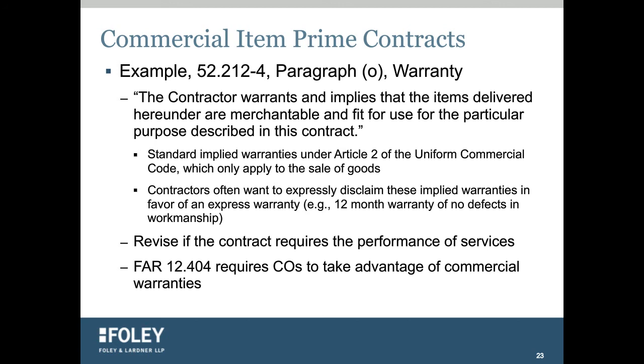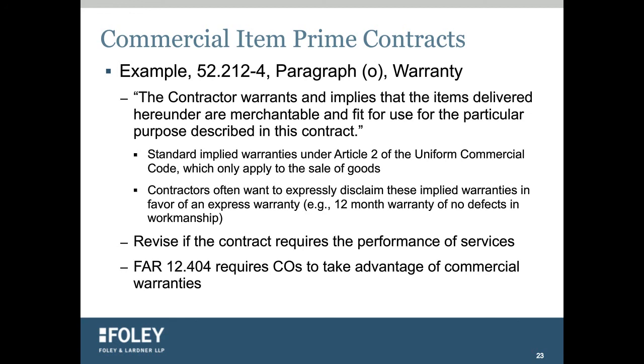Contractors are permitted under FAR Part 12 to propose their commercial warranty and get rid of these implied warranties. And the government's willing to do that, provided that the government still has repair and replacement rights in the event of a breach of the warranty. Solicitations sometimes will identify your standard warranty terms, so maybe there's duration: we at least want a warranty for 12 months. But if you have a standard warranty you offer commercially, the government should be willing to accept it under FAR Part 12.